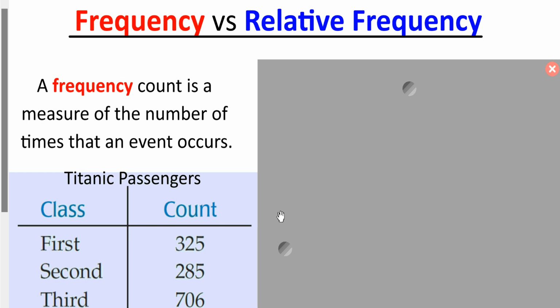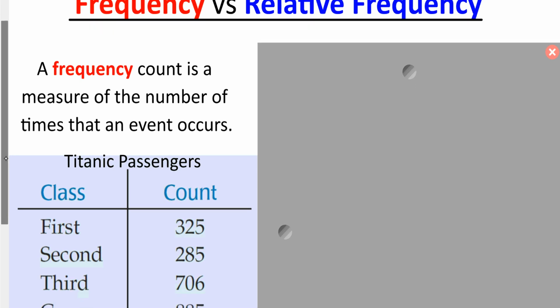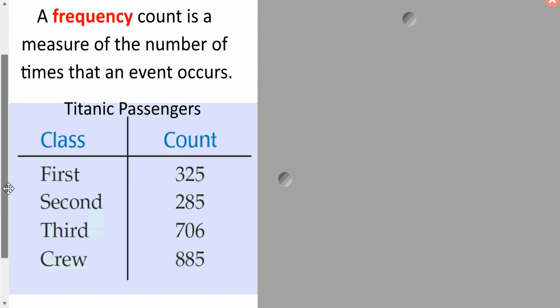I don't know if I showed the situation, but I should. This is the count that was on the Titanic. If you know about the Titanic, it's a giant ship that was never supposed to sink, and then it sank. There were 325 in first class, 285 in second, 706 in third, and 885 crew. This was the biggest ship of its kind at the time. These are just counts. This is how many were in each one.